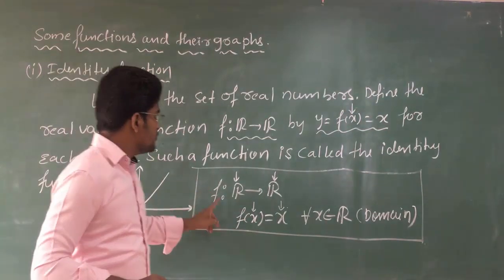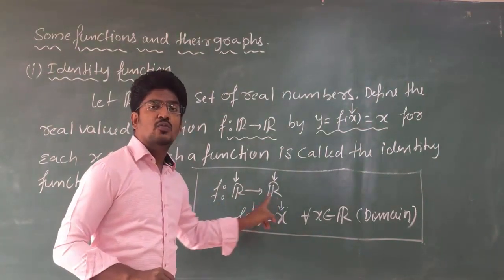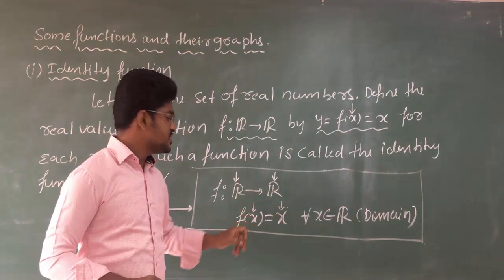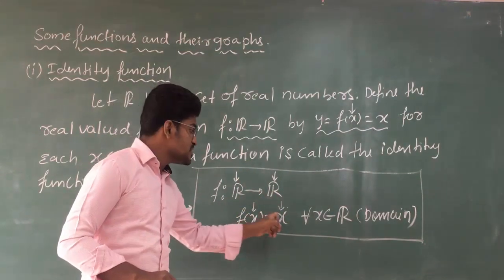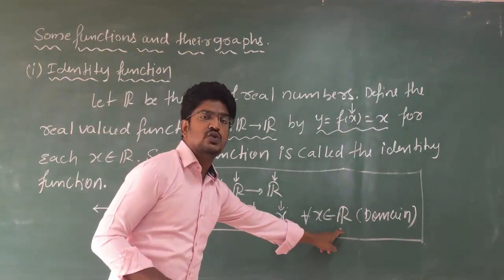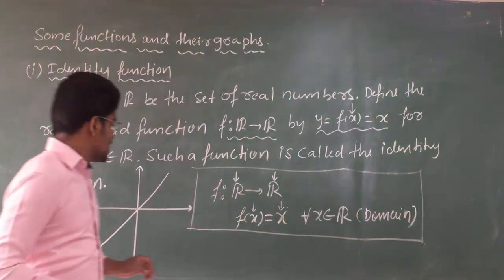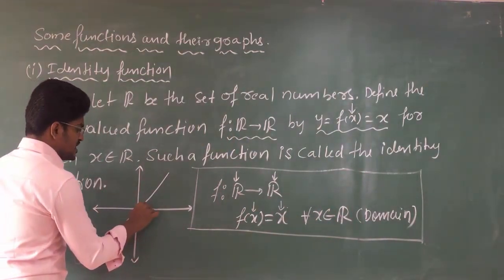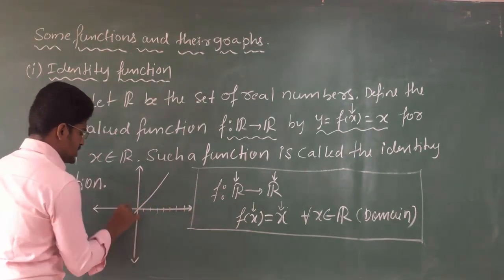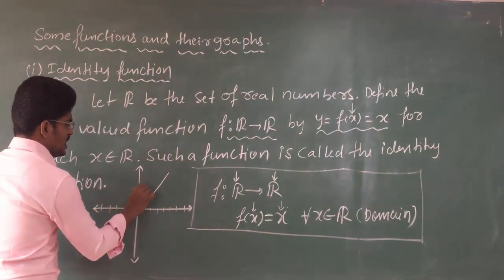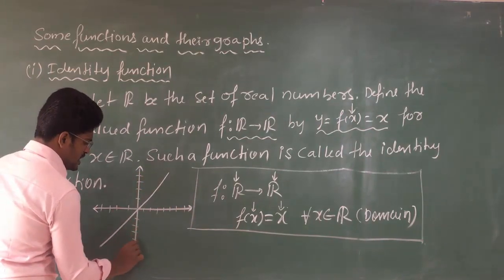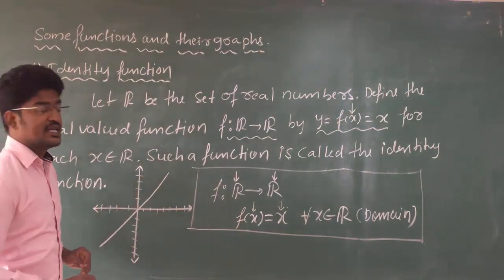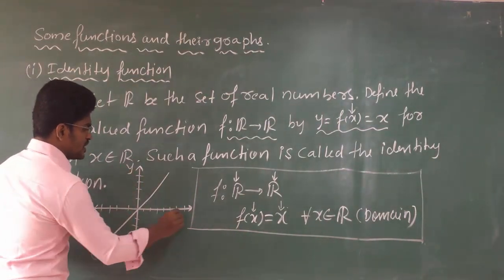Clear? f is a function from R to R. Both R are real number sets, defined as f of x equal to x for every x belongs to R, that is the domain. And the graph is like this. Okay. So this is a real number set and this is also a real number set. Domain is also a real number set. Codomain is also a real number set.